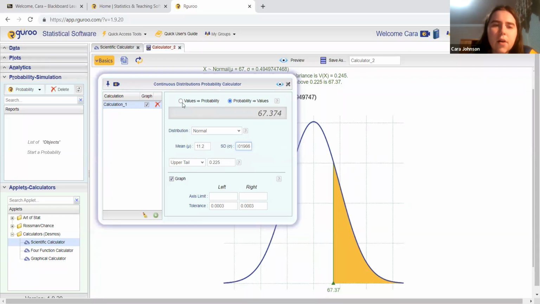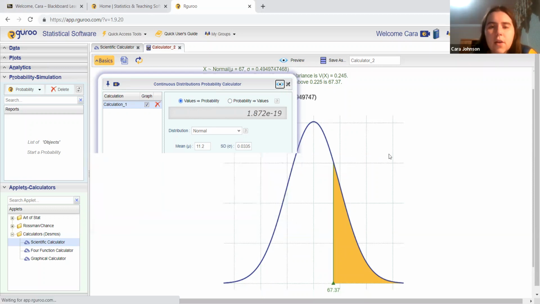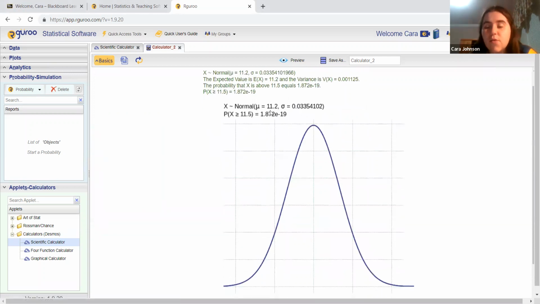Now the first question asks for the percent of the sample mean times that exceed 11.5. So I'm going to put above 11.5. I'm looking for a probability now, so I change back to this. Hit the eyeball, and that's a really, really tiny number. That's going to have 18 zeros and then the 1872. So that's definitely 0.